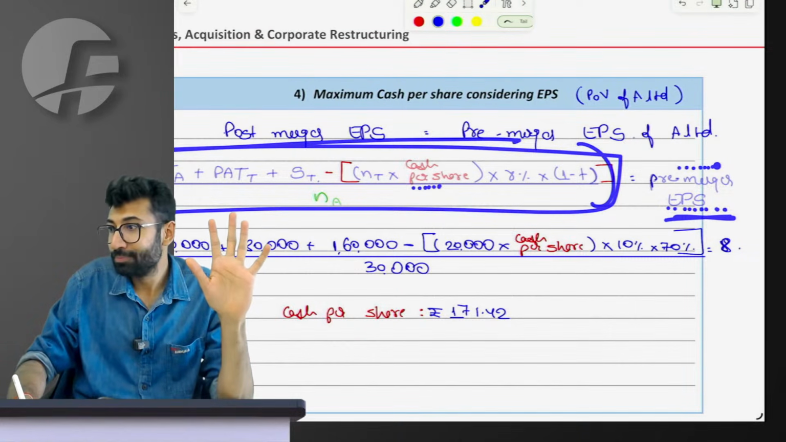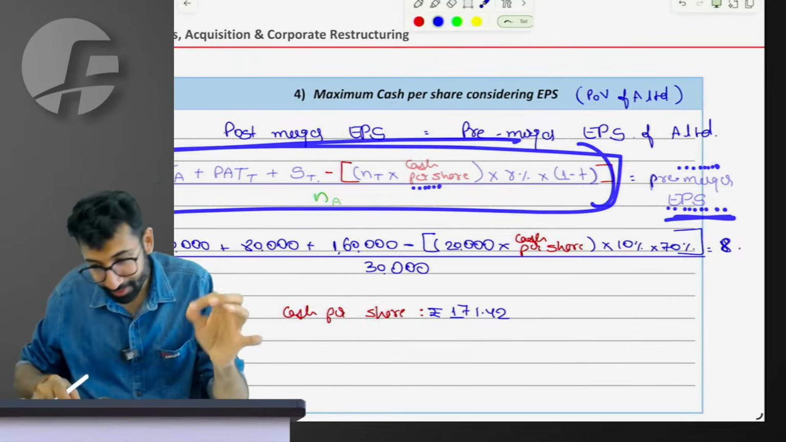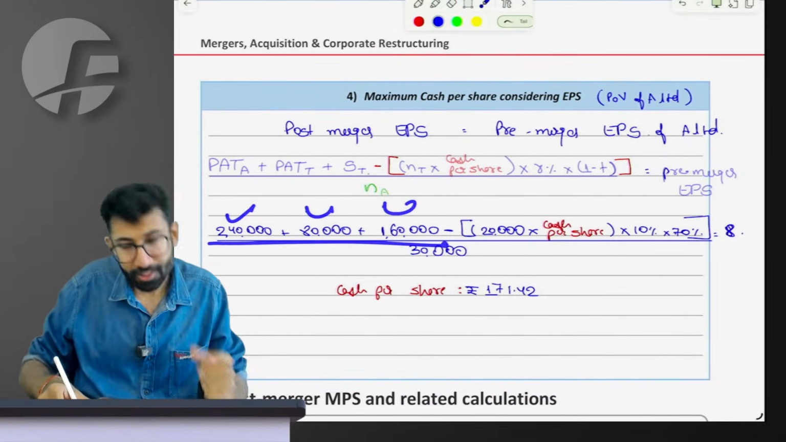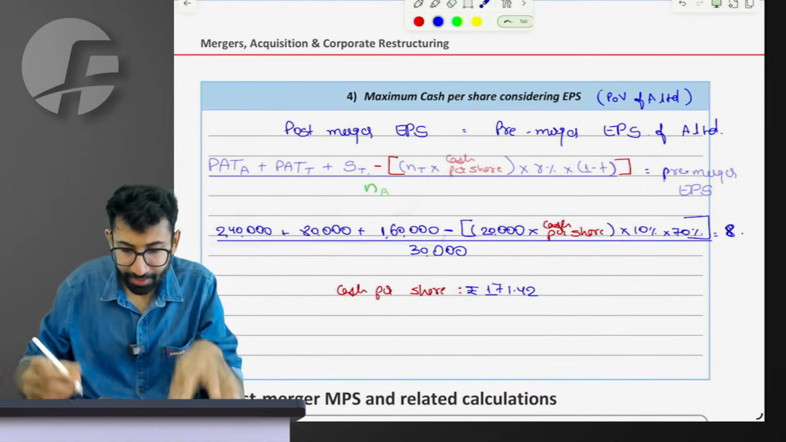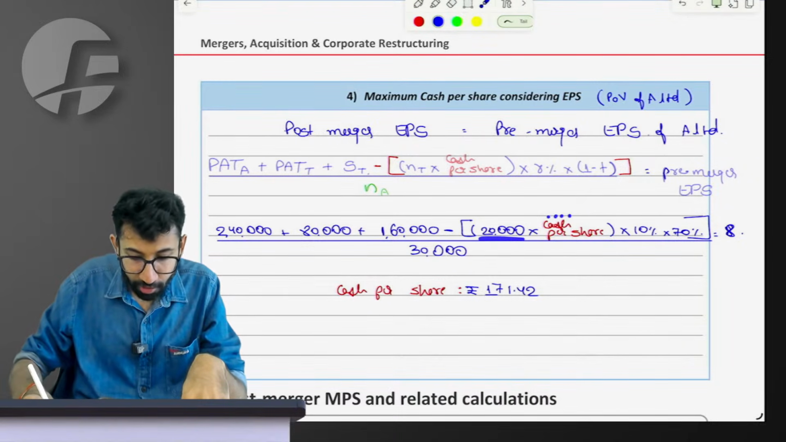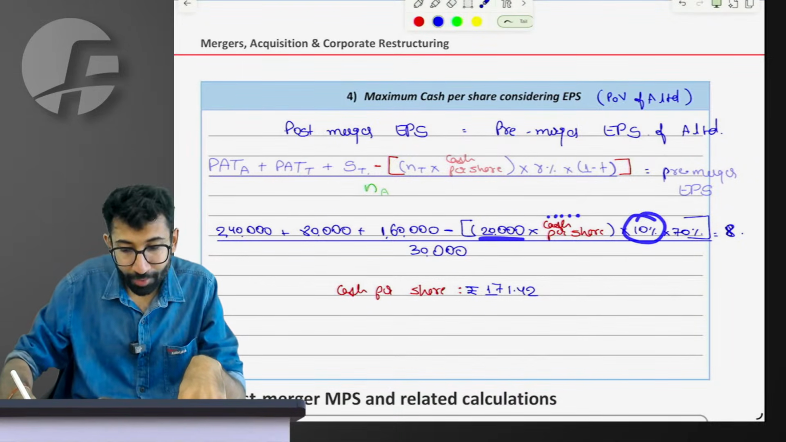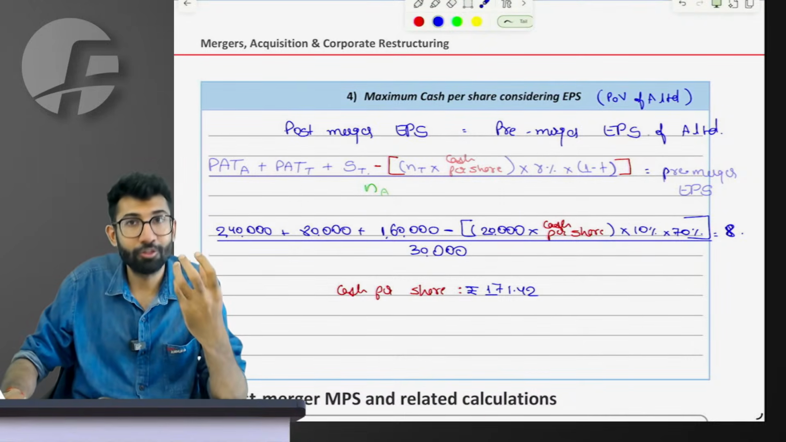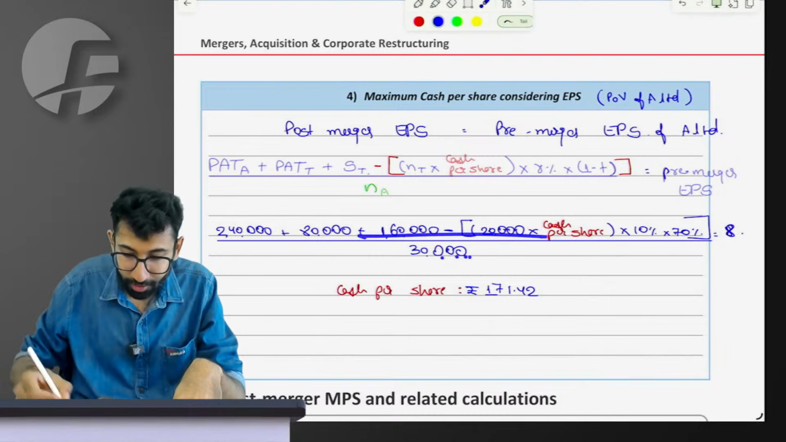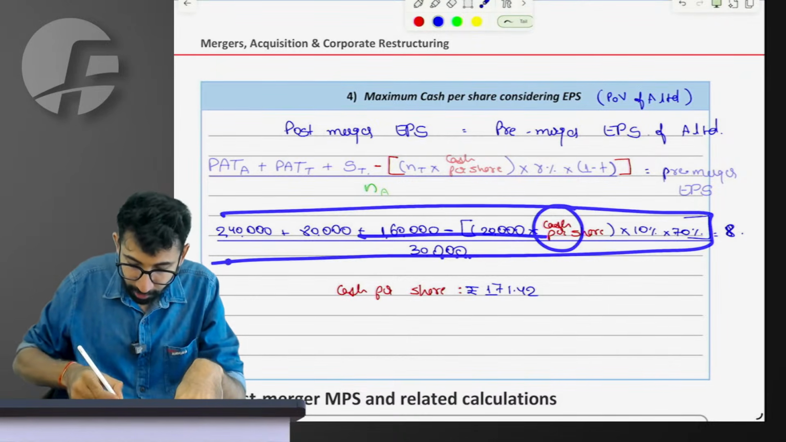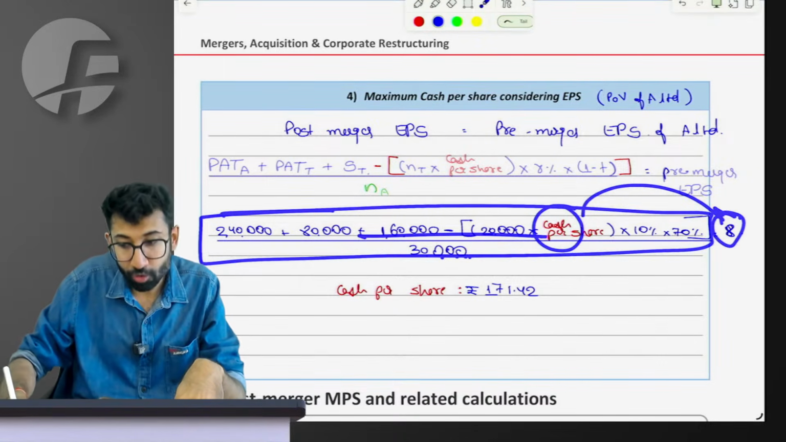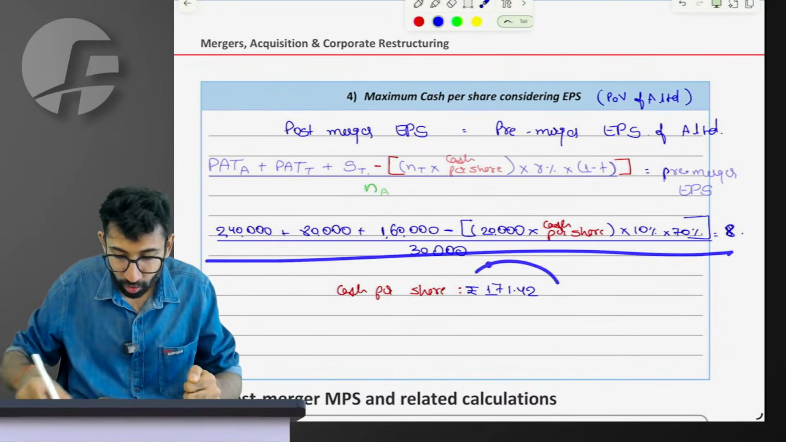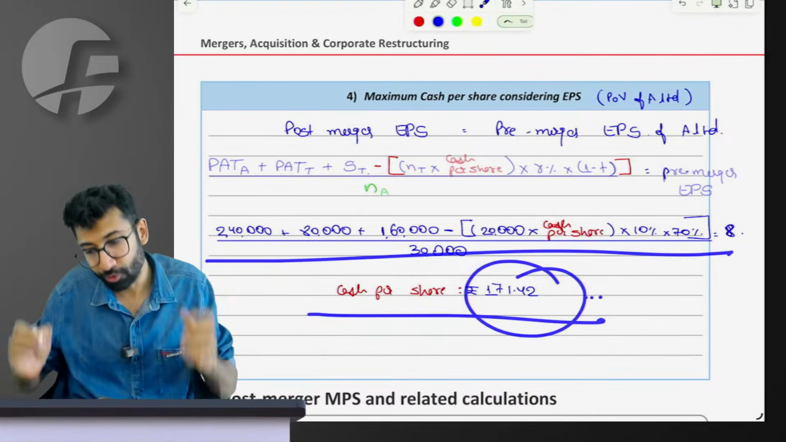Yes or no? Everyone, yes. So that is the point. 240 plus 80 plus 160, my PAT, your PAT, synergy in PAT, minus, on 20,000 shares, we are ready to give you such an amount of cash that if you pay 10% interest with 70% tax effect, divided by 30,000, such a cash per share that the post-merger EPS so calculated is at least equal to 8, which I was anyway earning previously. If you try to solve this entire equation, you get the cash per share of 171.42.